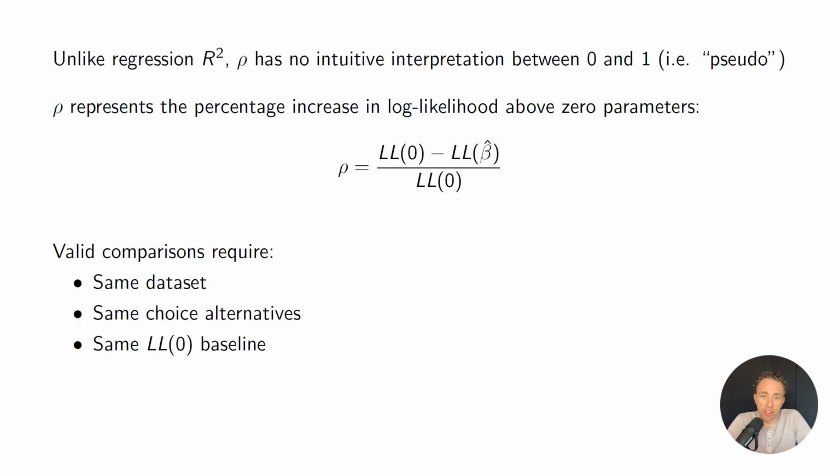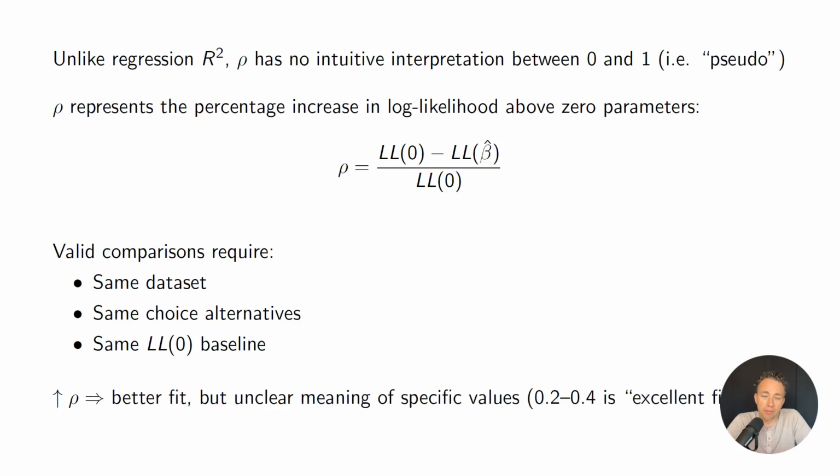And there are some provisions that we need to keep in mind as we're thinking about what the rho parameter is. If we want to compare across models what the value of rho is, we need to use the same data set, have the same choice alternatives, and have the same baseline likelihood value. If we think about what the values of rho might be on the interior, we know that if rho is higher, then the fit is better, but we don't really know how much better, in the same way that we would with a linear R-squared. However, McFadden is on the record saying that values of 0.2 to 0.4 represent excellent fit.